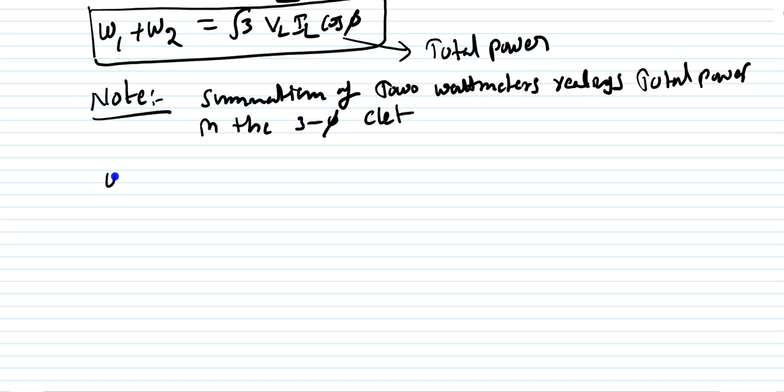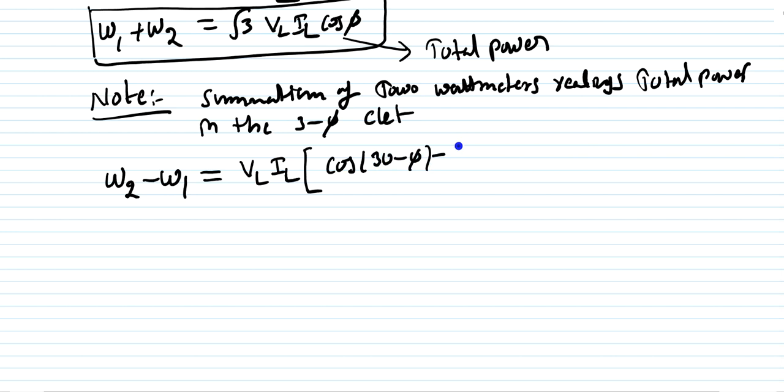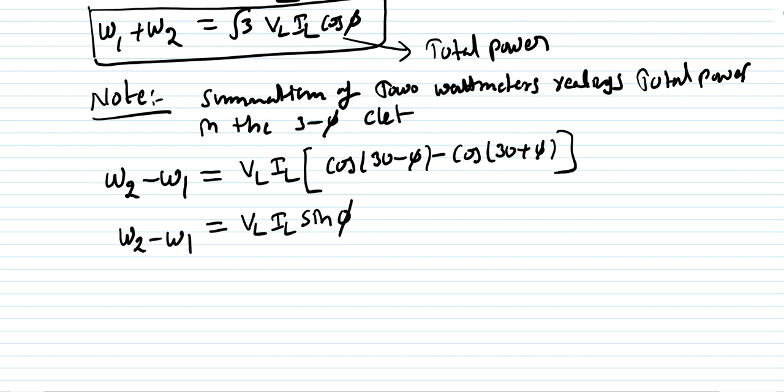After this, I will subtract W2 minus W1. What could be the scenario here? If you see this, W2 minus W1, again VL IL will come in cos of 30 minus phi minus cos of 30 plus phi. It is a cos (A minus B) minus cos (A plus B) trigonometric formula. If you do this, you are going to get VL IL sine phi. So this is the expression we get for W2 minus W1 after simplifying the trigonometric formula.